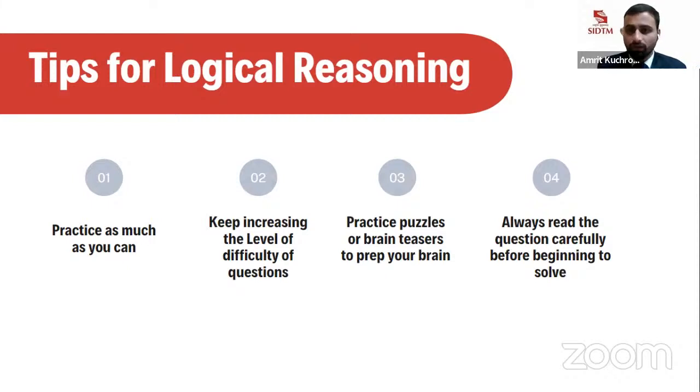And the fourth tip, always read the question carefully before beginning to solve. It's not only the logical acumen that you need to solve this section, it's also the play with words, because logical reasoning does not only consist of logical questions, it consists of verbal reasoning as well. Let's say blood relations, it's not only a topic of logical reasoning, it's a topic of verbal reasoning as well.